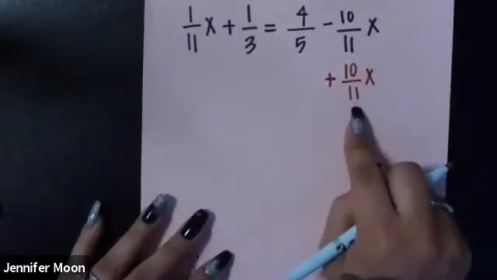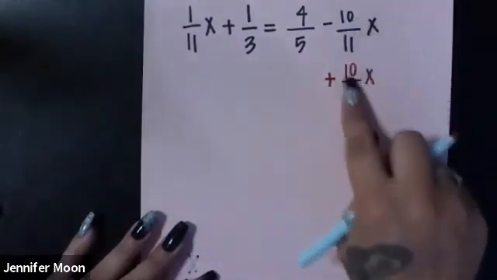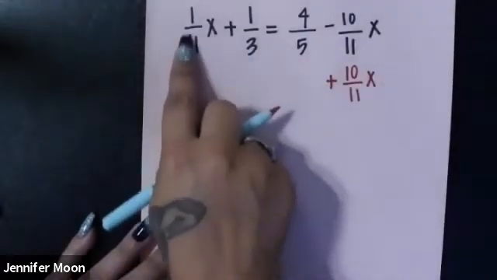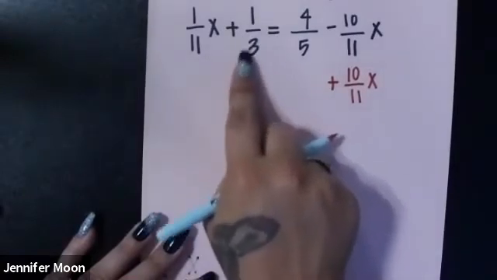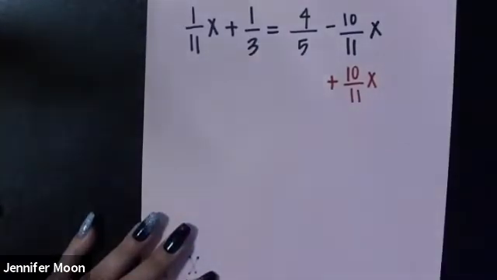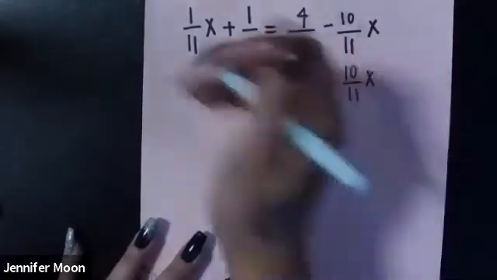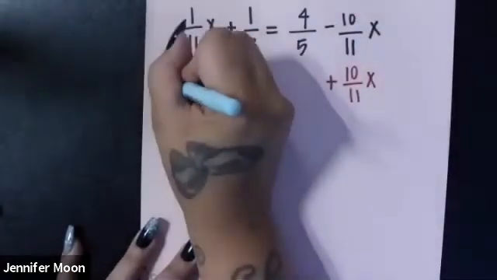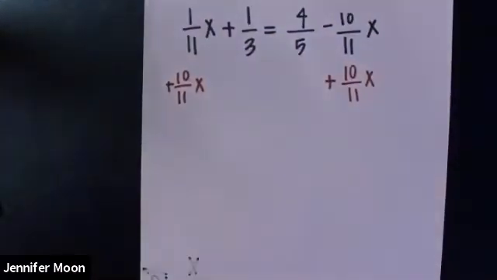And whatever you do to one side, you have to do to the other. Because this is the term that has the variable, I would be sure to write this underneath this term that has the variable. That way it doesn't confuse you and you think you're adding it to this 1/3, because then you can do a whole bunch of math and they don't even have a variable in common, so you can't. So I'm adding 10/11 x here, and I'm going to add 10/11 x here. Because whatever you do to one side, you have to do to the other.